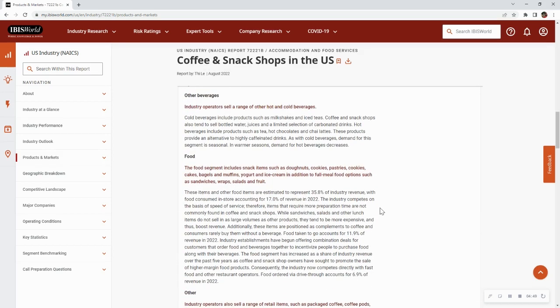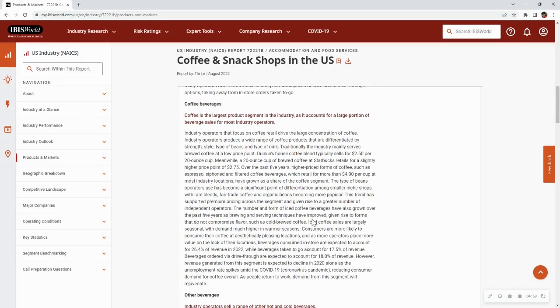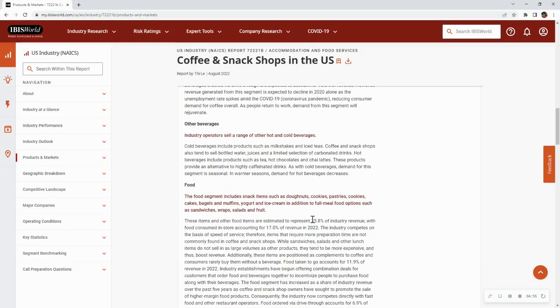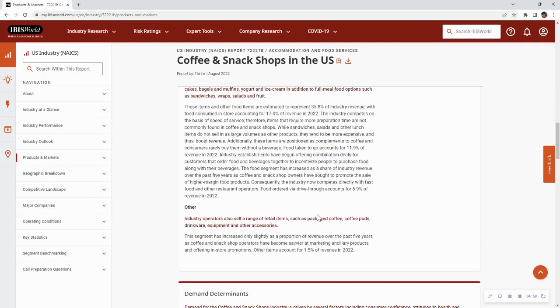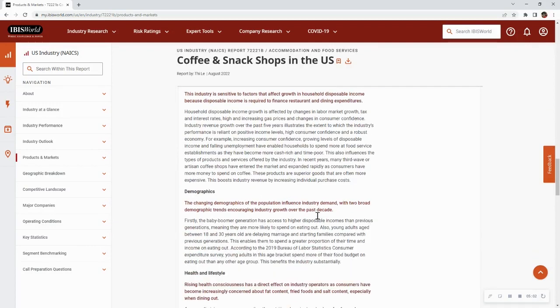Coffee and snack shops, of course, pretty straightforward, right? We're getting our drinks, we're getting our bagels there, but I'm sure with some of these industries, it goes into a lot of complex layers of different product offerings and service offerings. Demand determines why are people purchasing from this industry.